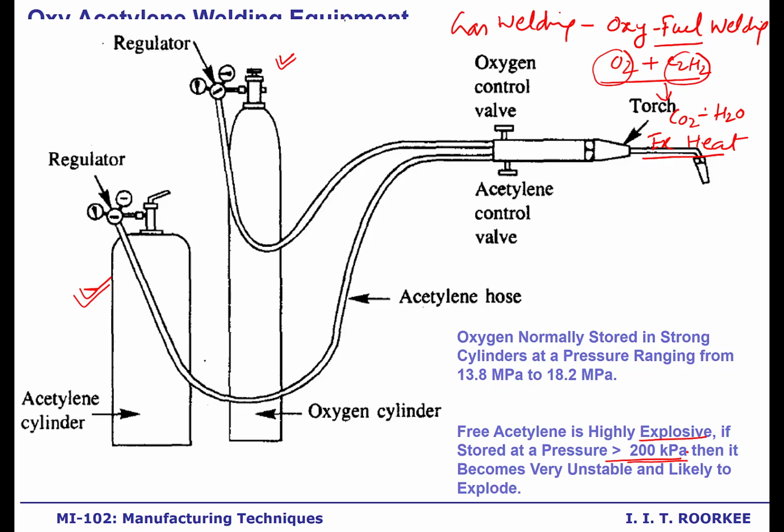Oxygen is needed for combustion of the fuel gas to take place, and this is also kept in a cylinder in a pressure range of 13 to say 18 MPa. Both these gases are fed into the torch through pipes. This is the torch where the mixing of these two gases takes place, and the gas mixture comes out of the nozzle.